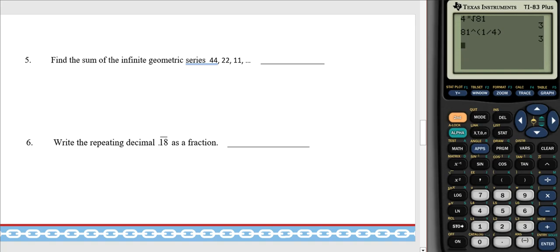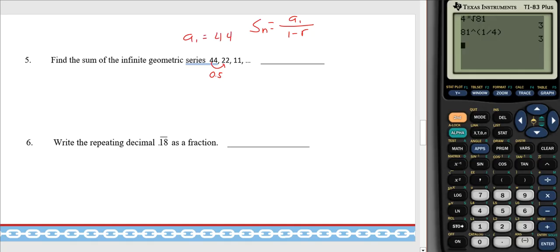Infinite geometric series would be the last formula on your formula sheet. Sn equals first term over 1 minus r. This only works when we have an r value with an absolute value between 0 and 1. That would be the only time you can find the infinite sum. And I see here, second term divided by first term would be 1/2 or 0.5, multiplying by 0.5 all the way across. And I have an A1 value of 44.